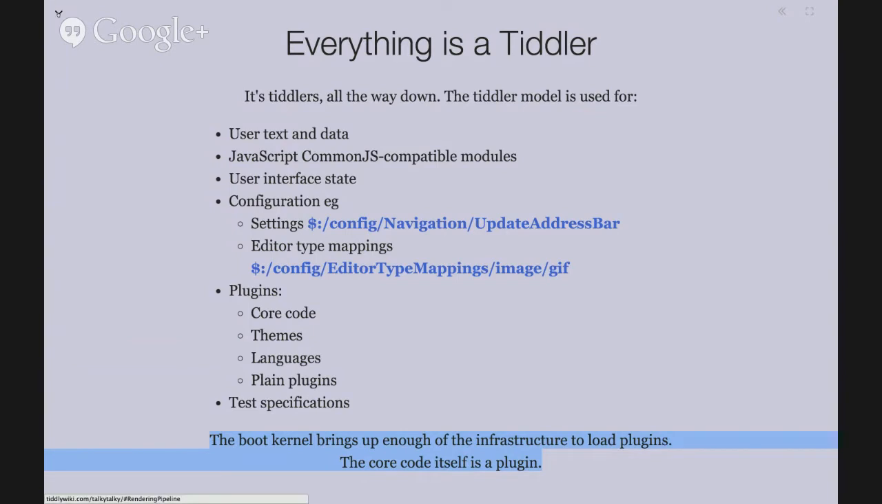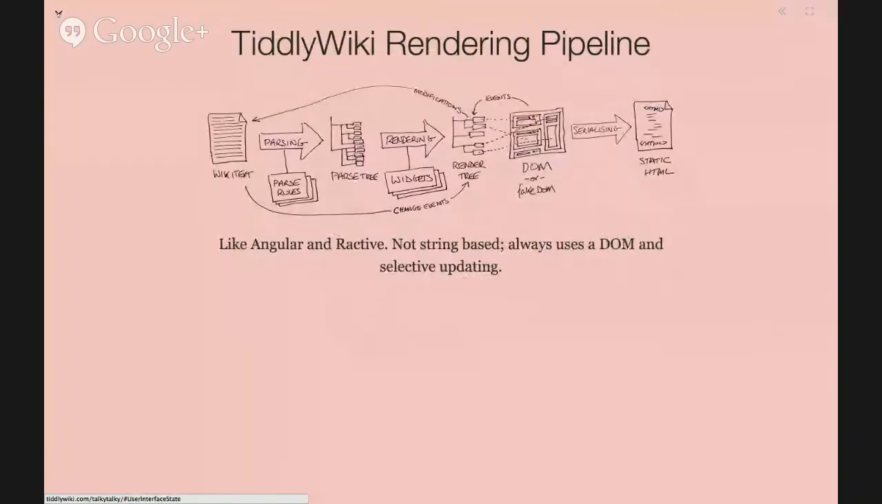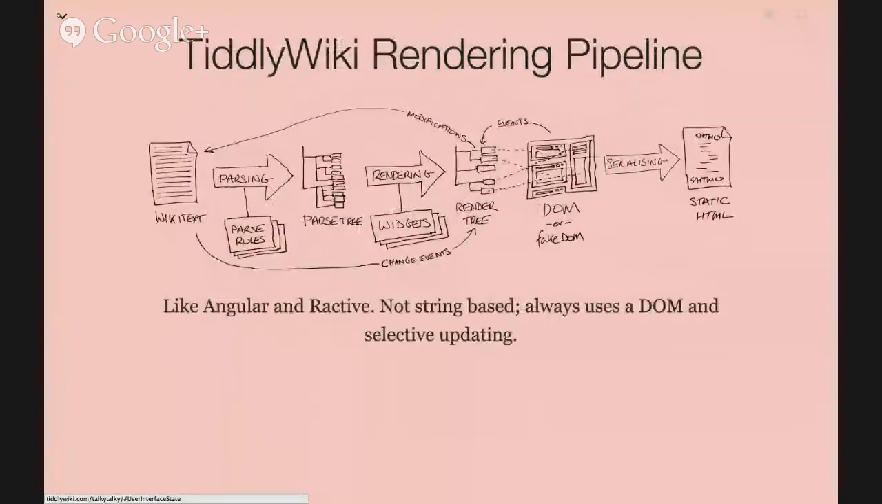And then the rendering pipeline slide, which is in fact improved since the talk in April, and that's because it now shows how one route through the pipeline is that you render to the fake DOM and then you serialize that to static HTML, essentially by doing an inner HTML of the outermost parent node in the fake DOM. So that's now the complete picture.